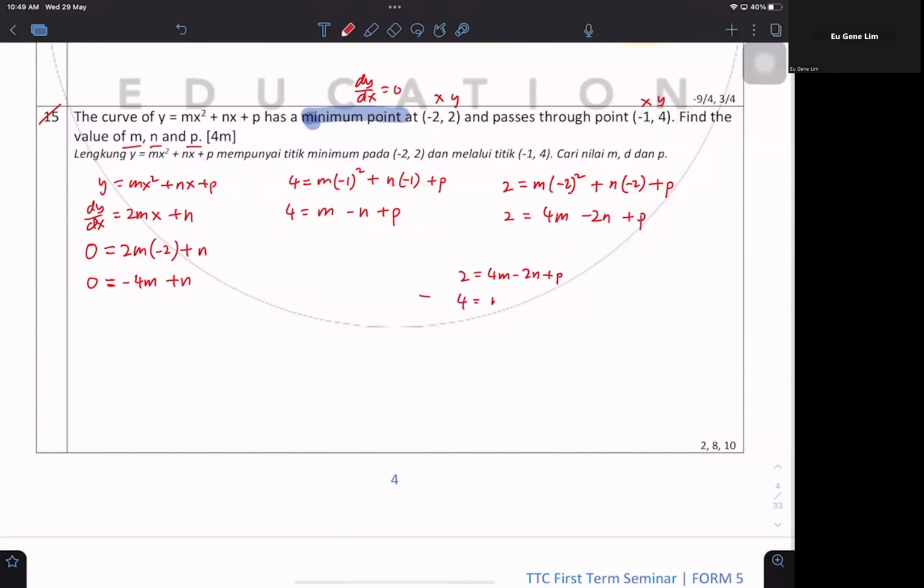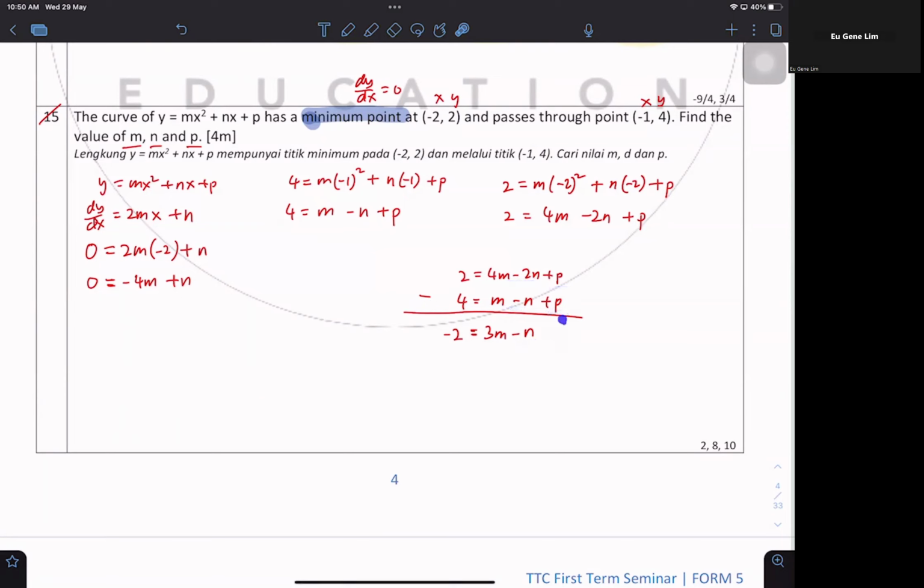Minus, okay, so 2 minus 4 is negative 2. 4m minus m is 3m. Okay. Negative 2 minus negative 1. This one you press calculator. Negative 2 minus negative 1. What is that? Be careful. This one is negative n. Okay, you press calculator. Negative 2 minus negative 1. Negative 1. Okay, and then p minus p, no more.